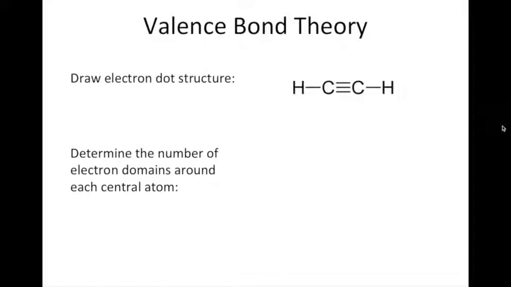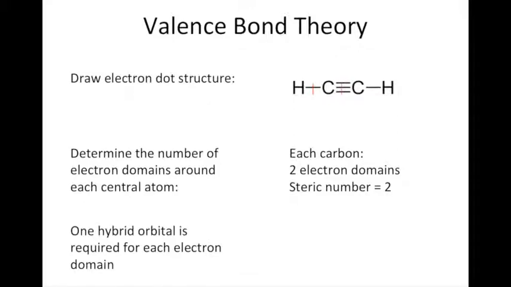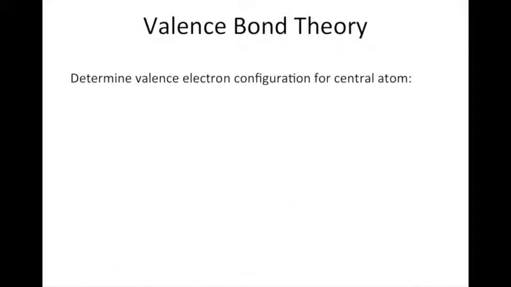So we need to determine the number of electron domains next. Each of our carbons has 2 electron domains because, of course, a triple bond counts as 1 electron domain. So each carbon will have a steric number of 2. Therefore, we require one hybrid orbital for each of our electron domains. So each carbon requires only 2 hybrid orbitals, not 3 or 4 like in previous examples.